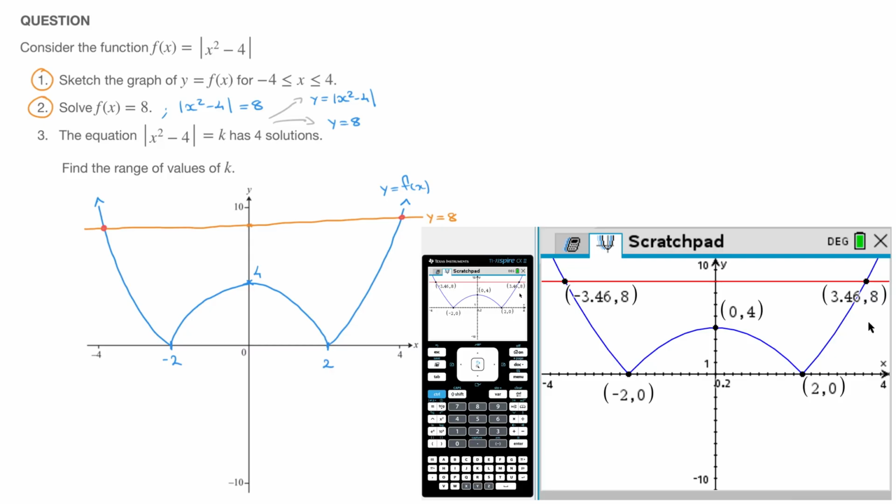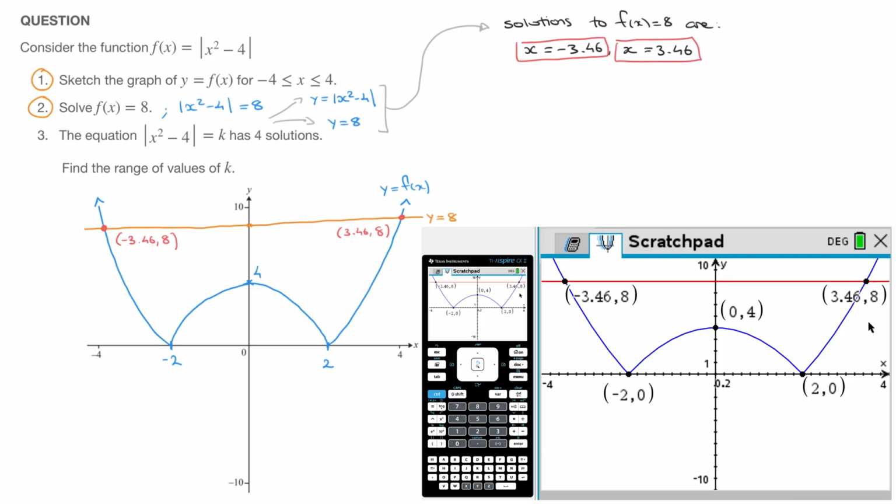And so I can label that on my sketch here. The first point of intersection has coordinates -3.46 and 8, and the second point of intersection has coordinates 3.46 and 8. And so writing the answers over here, we can now state that the solutions to f of x equals 8 are the x-coordinates of these 2 points of intersection, so those are x equals -3.46 and x equals 3.46. And in fact, I'll go ahead and box those 2 solutions.